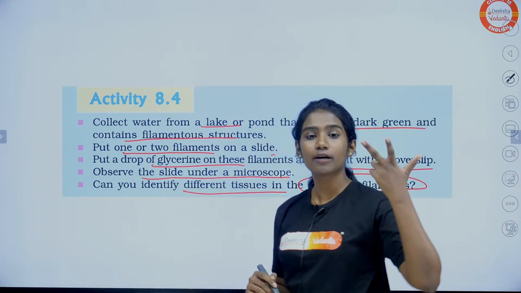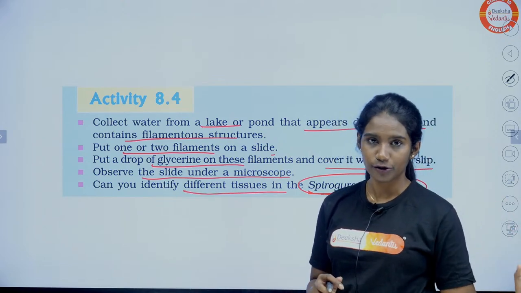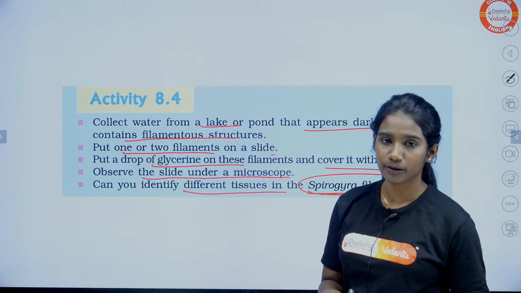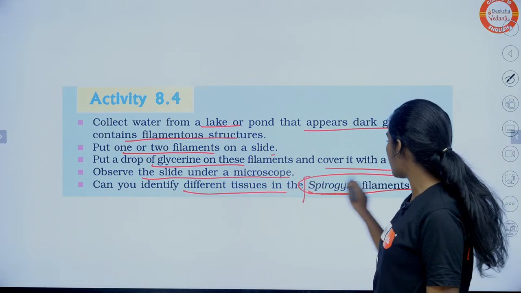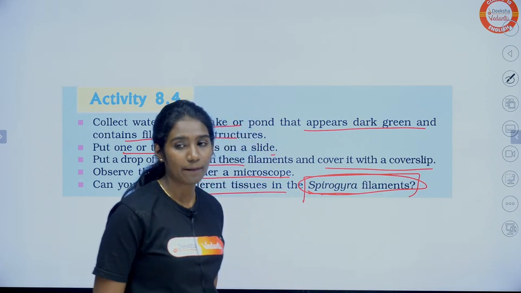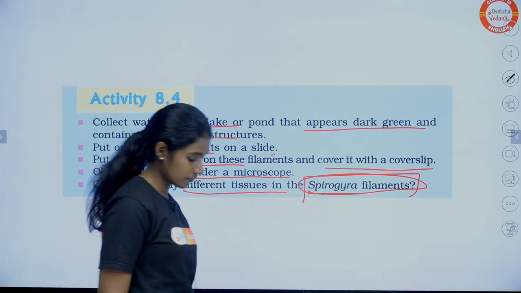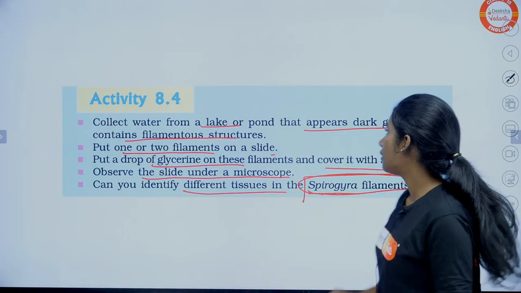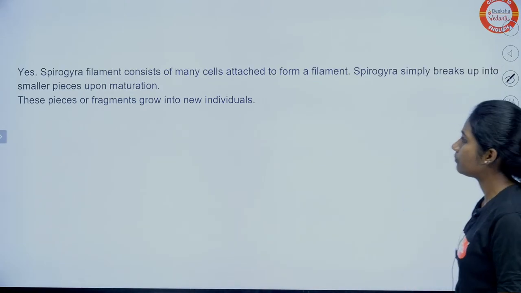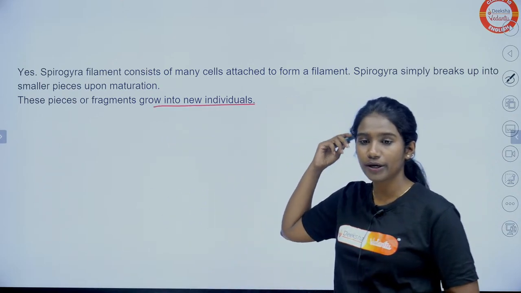Okay. After that, we saw amoeba. How was amoeba multiplying? Through binary fission. And now, talking about algae. Which type of algae are we talking about? We are talking about spirogyra. Now, how does spirogyra multiply? Through fragmentation. Okay, and each fragment, like I told you, will develop into a new individual.